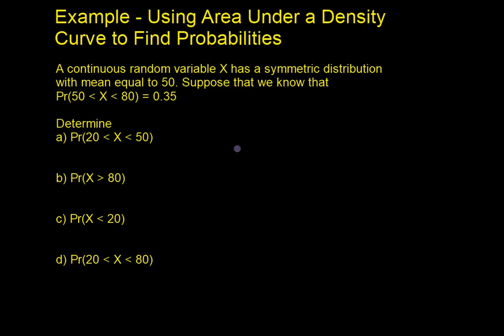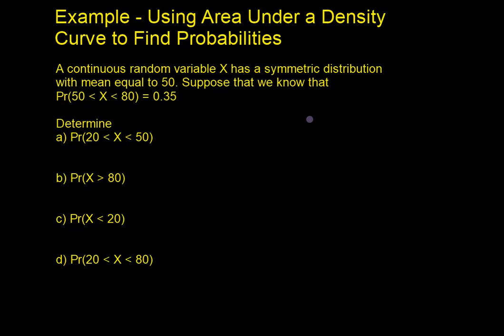In this video, we're going to discuss another example of using area under a density curve to find probabilities. All right, so let's go ahead and go through this example. A continuous random variable x has a symmetric distribution with mean equal to 50. All right, so this is really important.